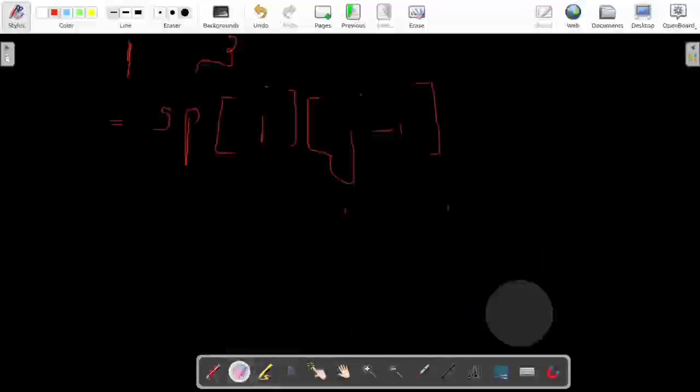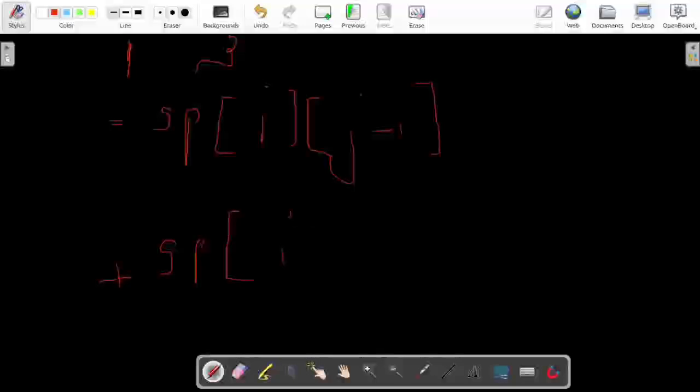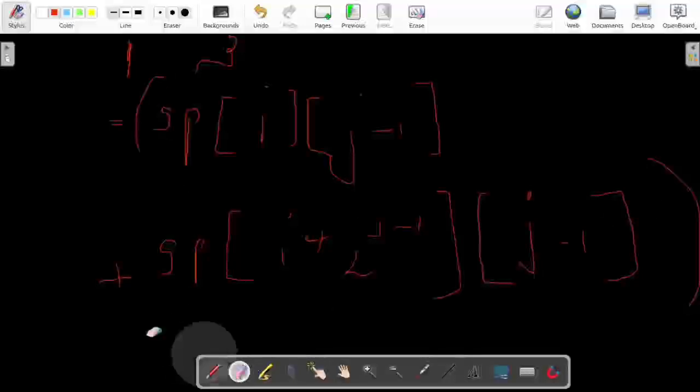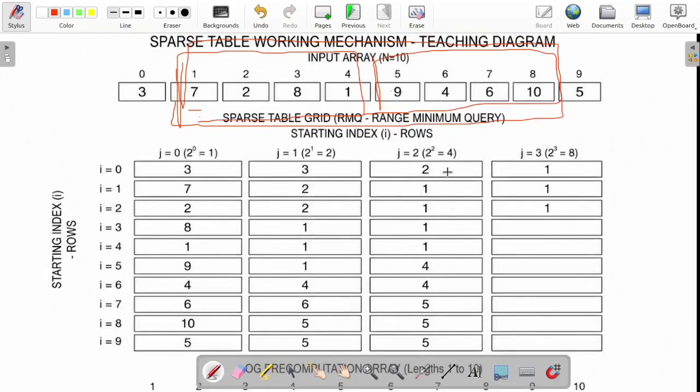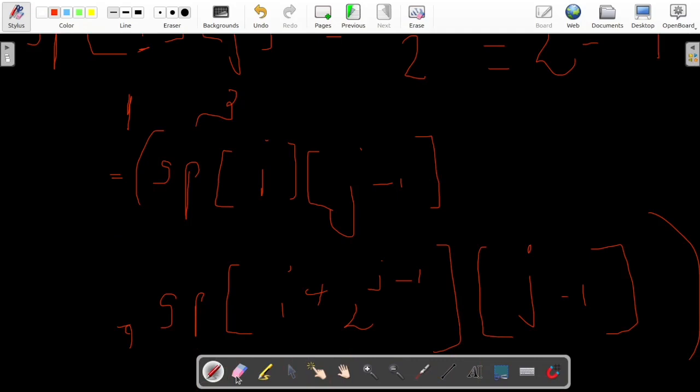So for that, mathematically, we will write like this. SP of, from the current index, you need to move 4 elements ahead. And 4 is nothing but your 2 to the power j minus 1. And here we need to consider a segment of length 4, that is again j minus 1, and we will simply take the minimum. Remove this addition sign. We will simply take the minimum of these 2, and we will get our answer. That simple it is. In this way, we can get our answer in big O of 1.